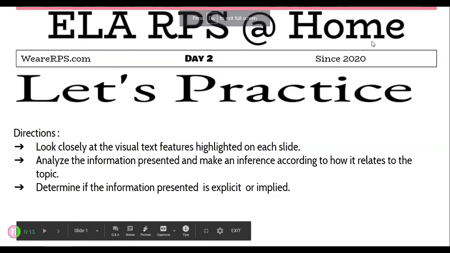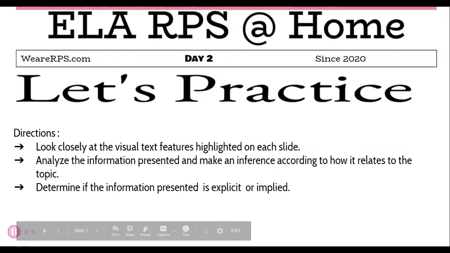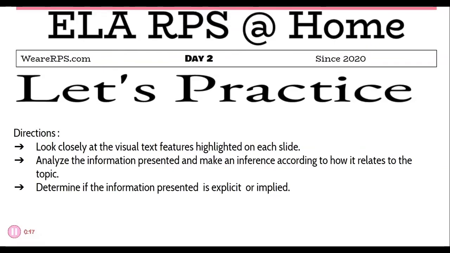There will be directions for you on how you would do this activity. The directions tell you to look closely at the visual text features highlighted on each slide, analyze the information presented, and make an inference according to how it relates to the topic, and then determine if the information presented is explicit or implied. For this activity, you'll just need your mind and the information that we have learned from day 1 about inferences. There will be no paper or pencils needed.